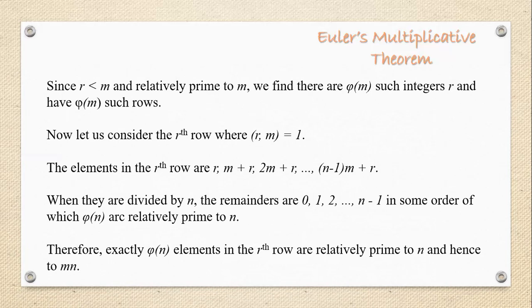Now let us consider the rth row where the GCD of r and m is equal to 1. The elements in the rth row are r, m plus r, 2m plus r, and so on, up to (n minus 1) into m plus r. When they are divided by n, the remainders are 0, 1, 2, and so on.